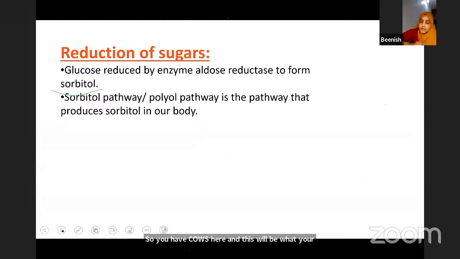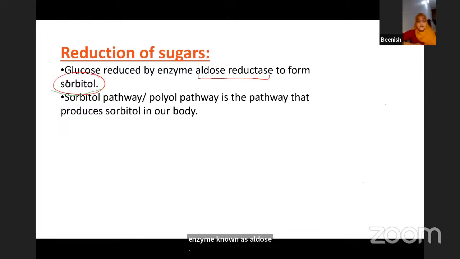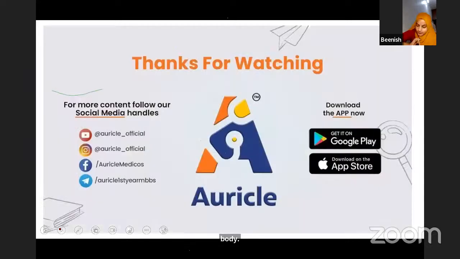Now, reduction of sugars. If glucose is reduced by an enzyme known as aldose reductase, it forms sorbitol. So your sorbitol pathway or polyol pathway, what is that? The polyol pathway is the pathway that produces sorbitol in our body. So with this, we come to the end of today's class.